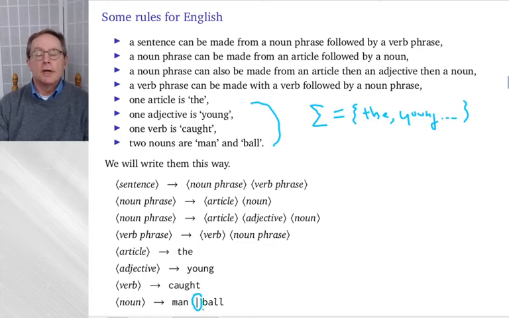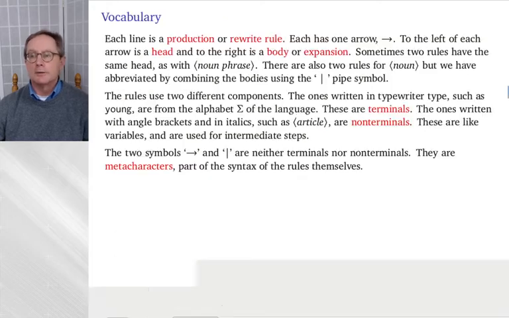So this is just simply a convenience, and also because it didn't fit on the slide if I wrote it as two lines. So this is noun can be made by using the word man. Noun can be made by using the word ball, and the vertical bar is just a convenience for putting together constructs like that because they occur a lot in grammars.